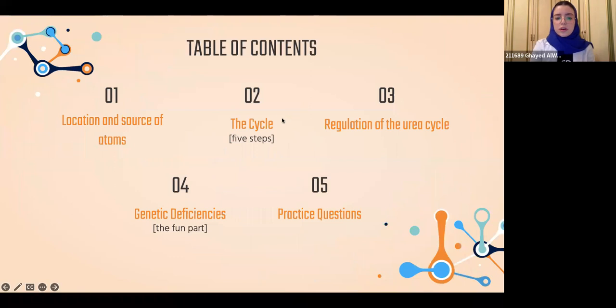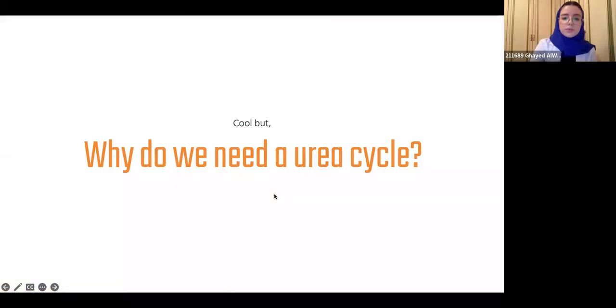Okay, so first we'll discuss where the urea cycle happens and what we need for the urea cycle to proceed. And then of course, we'll talk about the steps in detail. There are 5 steps. It's a very short cycle compared to other things that you might have taken. Then we'll talk about how we regulate the cycle, the important steps, the important enzymes, and so on. And then the fun part, which is the genetic deficiencies. I also included some practice questions, so we can go through those together, and I can show you how to differentiate between different diseases and how to answer questions.